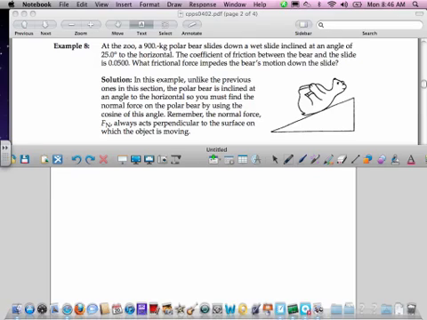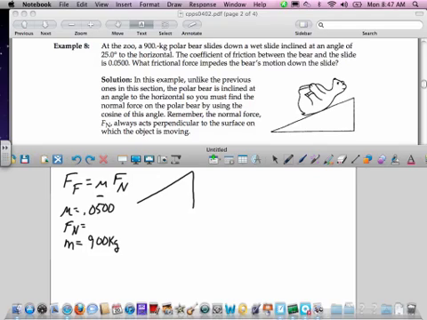All right, so once again, we're going to use force of friction equals mu times our normal force. And we know in this case they've given us mu is 0.050, and the normal force they haven't given us, but they have given us his mass, which is 900 kilograms. All right, so let's draw our triangle, and our angle is 15 degrees, and I'm just going to use the box.